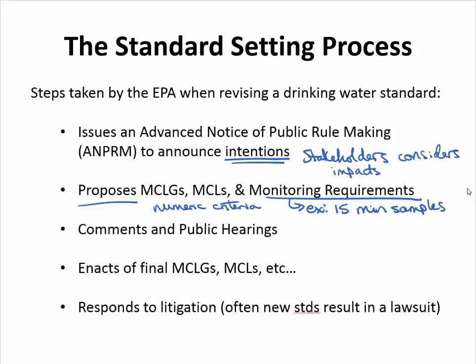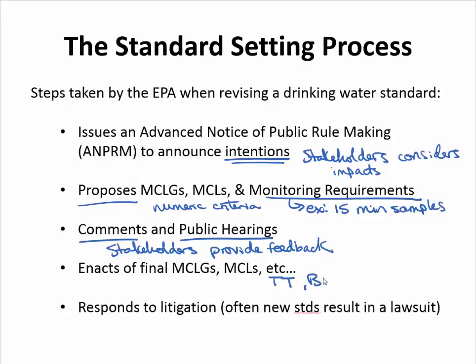After this numeric criteria monitoring is proposed, the EPA takes comments and holds public hearings, and this is when stakeholders provide feedback. Finally, the EPA enacts the final maximum contaminant level goal, maximum contaminant levels, or a treatment technology, a best available technology, and monitoring requirements. This process can take years.